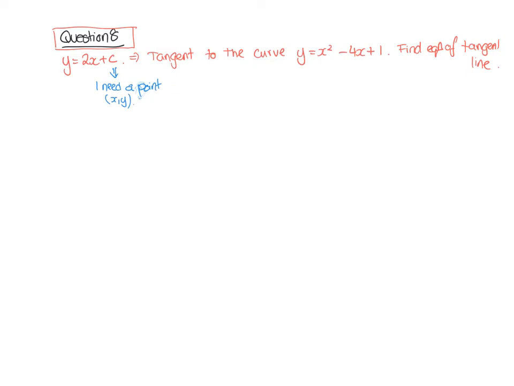Okay, if this line is tangent to the curve, that means the derivative of the curve will equal the gradient of the tangent, yeah? Which we know is, what's the gradient of the tangent? Which is 2. So if I go and find dy dx, which is 2x minus 4, I know that that equals 2 at the point where this tangent and that cross.